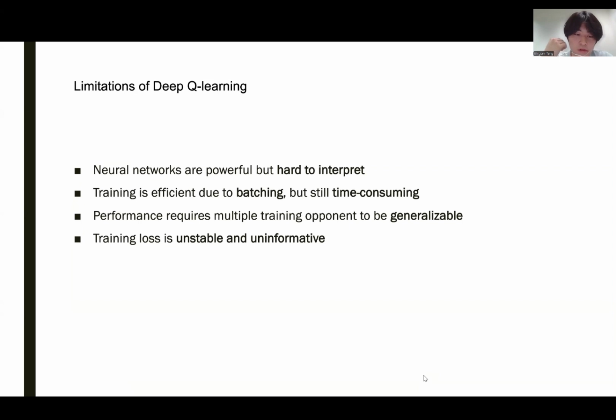Although neural networks are powerful tools for learning complex patterns, they come with significant limitations. One of the main issues is interpretability. It is very difficult to understand why the agent behaves incorrectly or trace its decision-making process. While batching makes training computationally efficient, achieving good performance will still require a long training period. Another limitation is that the agent needs many opponents to play with and learn from, to make sure it does not overfit on a specific opponent. Finally, the training loss is often unstable and doesn't reflect real improvements, so we must rely on win rate to evaluate the training progress.